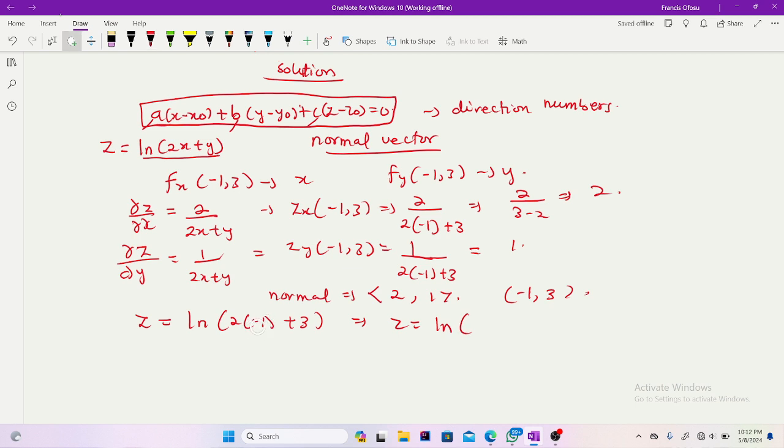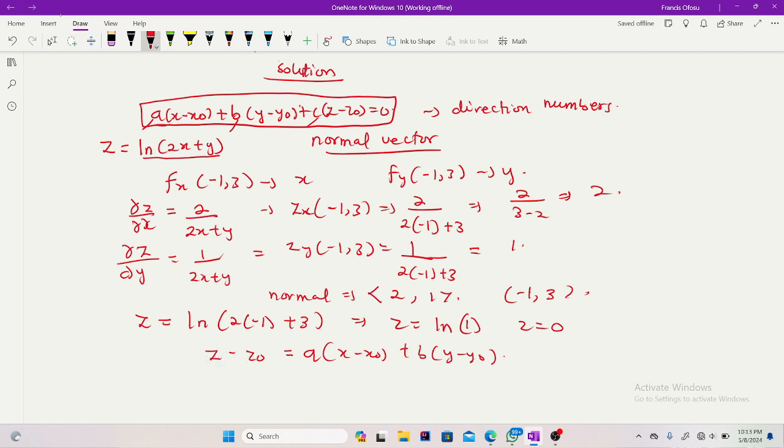So our z value is going to give us natural log of 2 times negative 1, that is negative 2, plus 3 is 1. So natural log of 1 is 0, right? So the z value at the point (-1, 3) is 0. So to write the general equation for our tangent plane, you write z minus z naught is equal to a multiplying x minus x naught plus b multiplying y minus y naught. The reason why we have taken only these direction numbers is that we are in the z xy plane, right? So the direction for z wouldn't be considered. That is why we leave it like that.